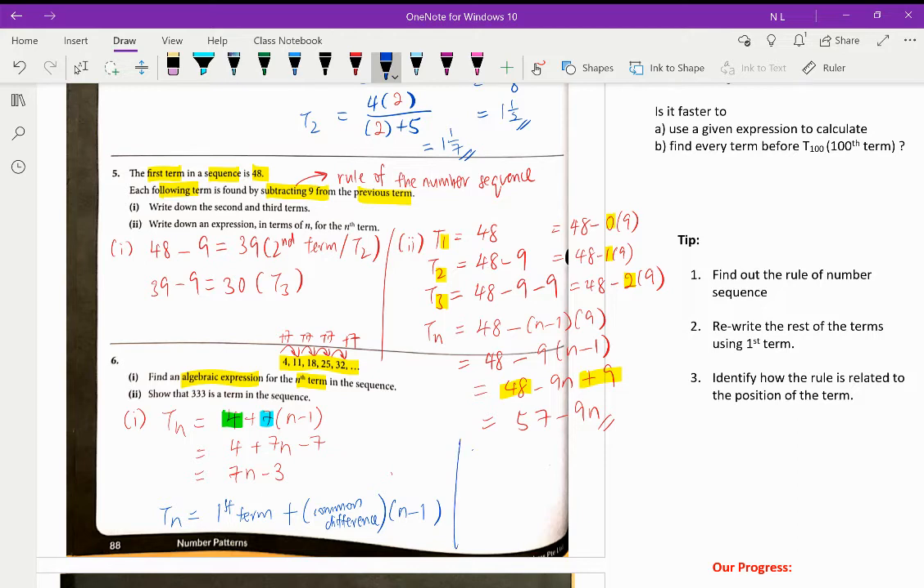Part 2, they say show that 333 is a term in a sequence. So how do we show?